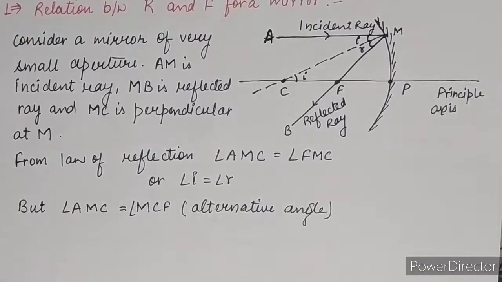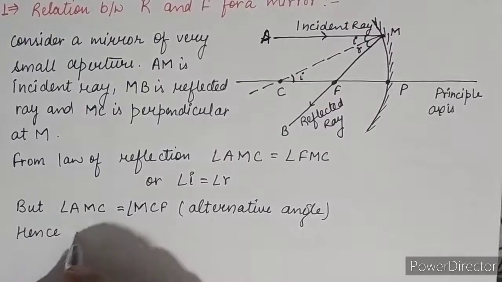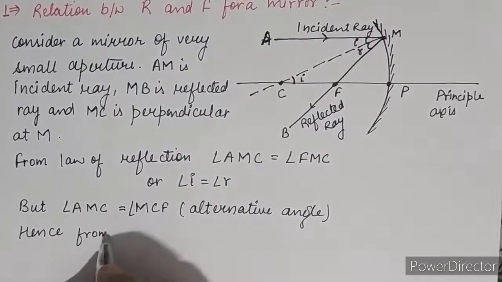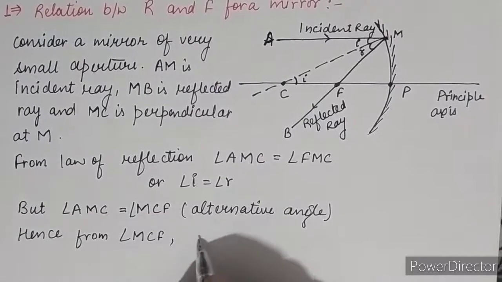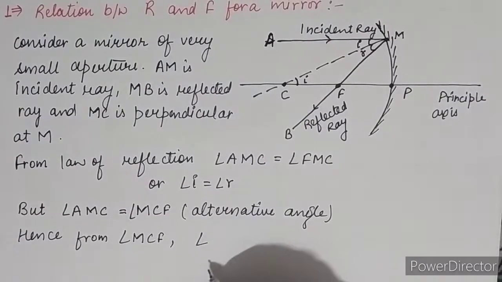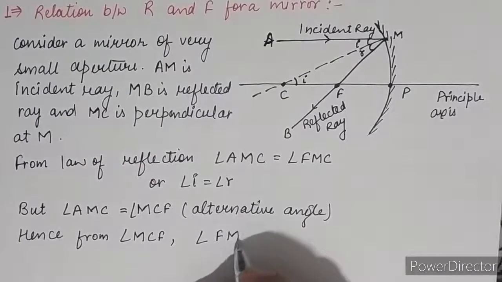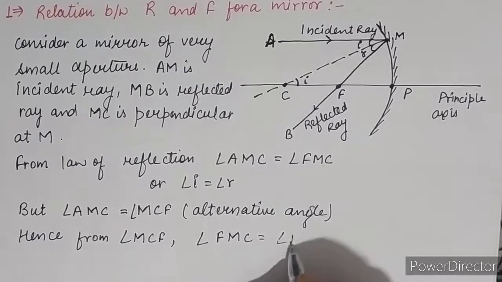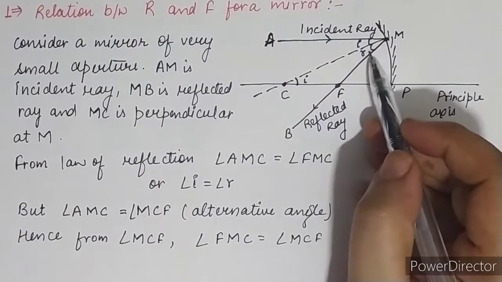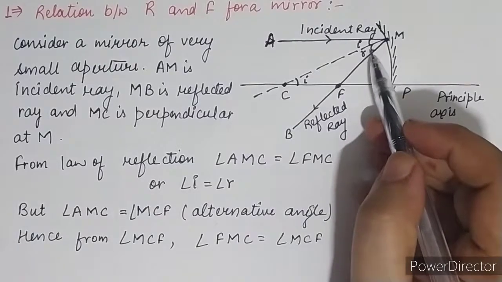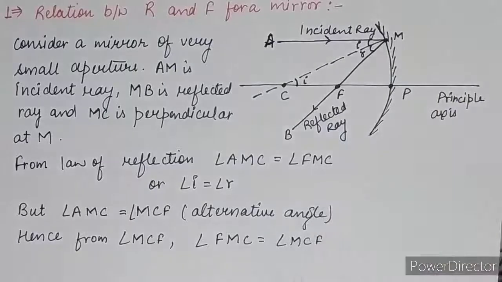Okay, clear? Now hence we can say from triangle MCF, angle FMC is equal to angle MCF. As we know that angle I is equal to angle R, so this is also your I. This is your I, this is your I, so we can say FMC is equal to MCF.